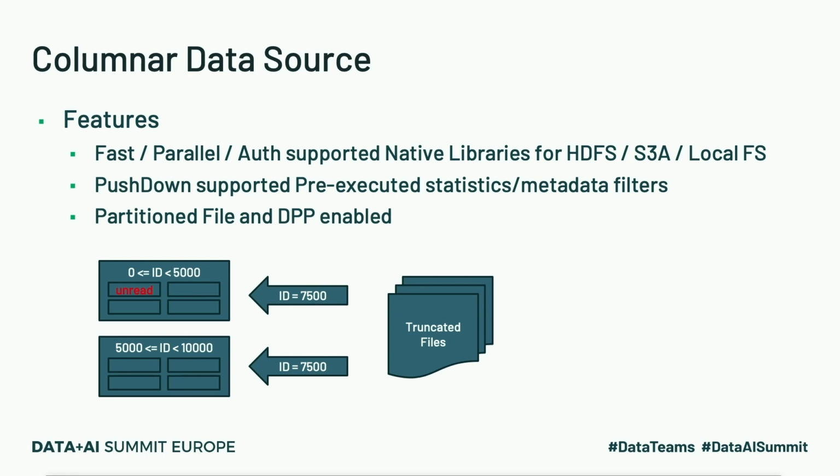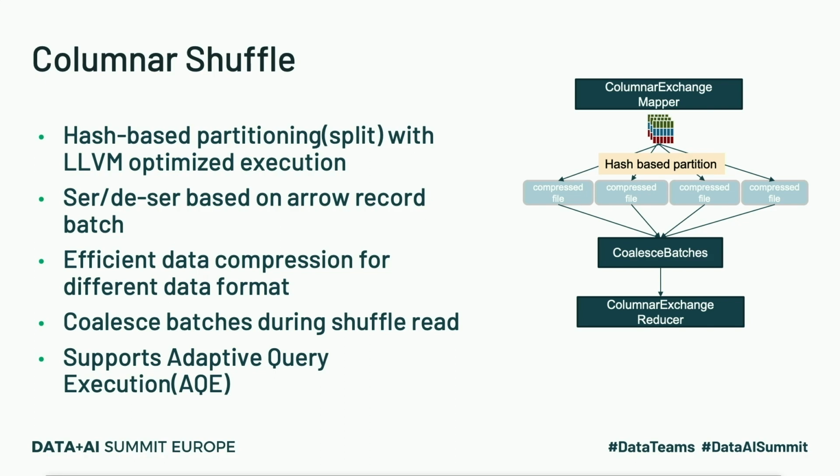Okay, these are the features of the columnar data source. We support different file systems like S3, HDFS, or local FS. We also support push-down with statistics or metadata filters. As of today, partitioned files are also supported. So the dynamic partition pruning feature is also supported. Okay, this is a general introduction to our Columnar Shuffle.